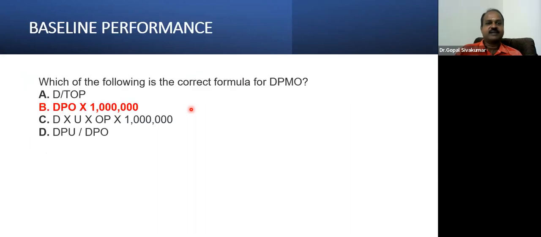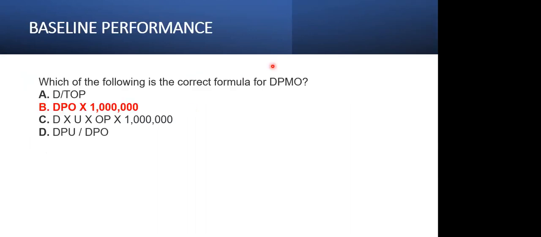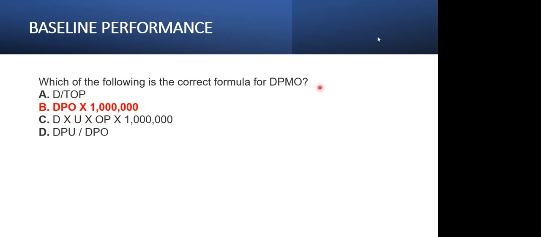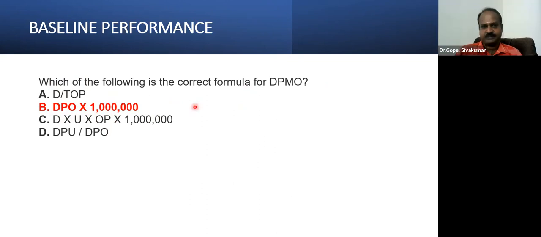Which of the following is the correct formula for DPMO? There are several formulas available. We did an experiment and there is one formula here, row number 2, defects per opportunity multiplied by 1 million, which is defects per million opportunity.